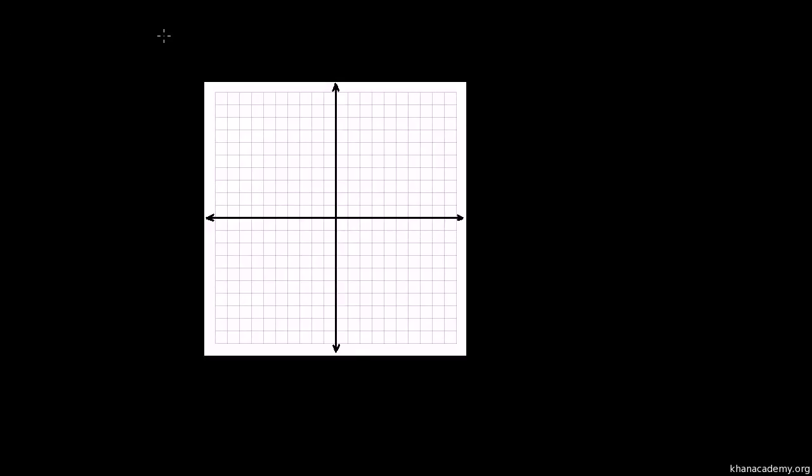We are asked to graph y is equal to 1/3 x minus 2. Whenever you see an equation in this form, this is called slope-intercept form. The general way of writing it is y is equal to mx plus b, where m is the slope, and here in this case, m is equal to 1/3. So let me write that down. M is equal to 1/3.